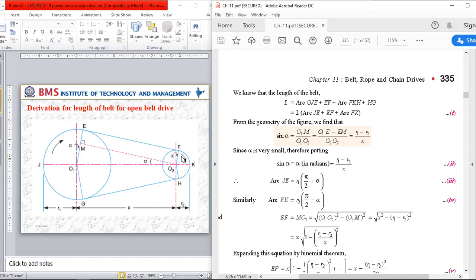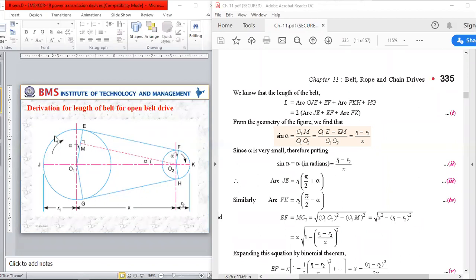Similarly, for arc FK, pi by 2 minus alpha gives the angle made by this sector, and length L is equal to r theta. The radius of the smaller pulley is R2, and the angle is 90 minus alpha. So arc FK is equal to R2 into pi by 2 minus alpha. We now know arc JE and arc FK, so we need to know the EF value.